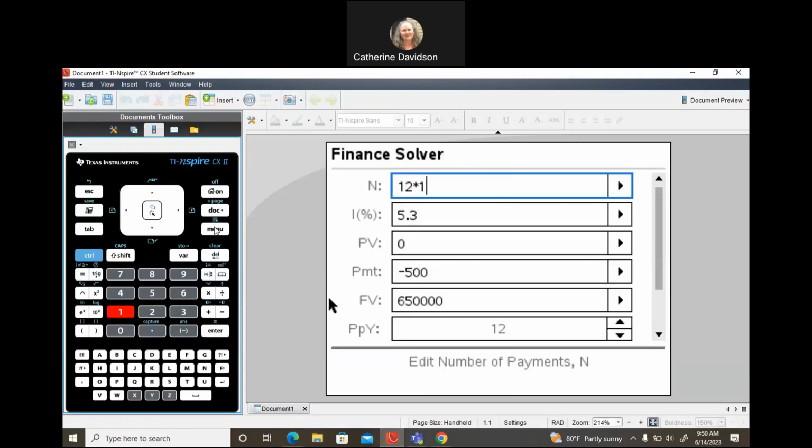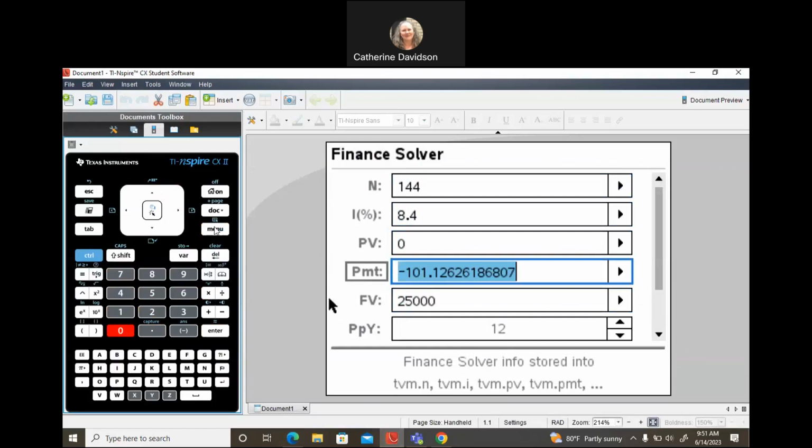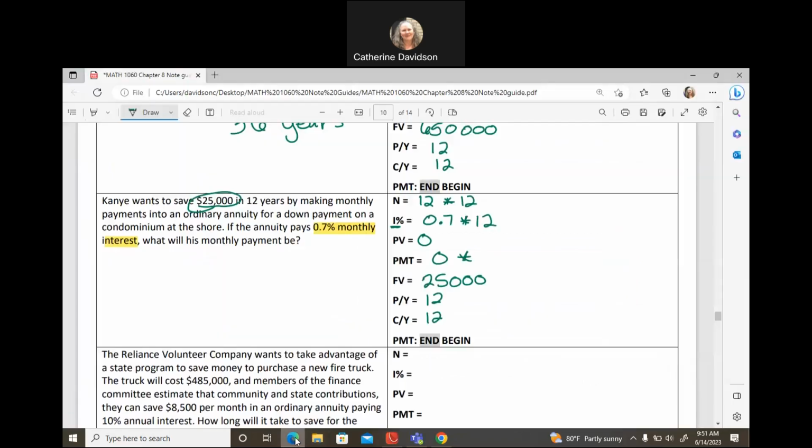My PCY is already 12, so I'm going to arrow up and solve for payment. So it's $101.13. So just be careful on that one. They have the monthly interest rate.